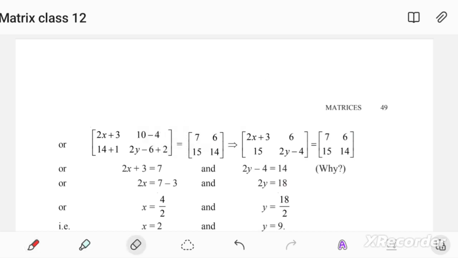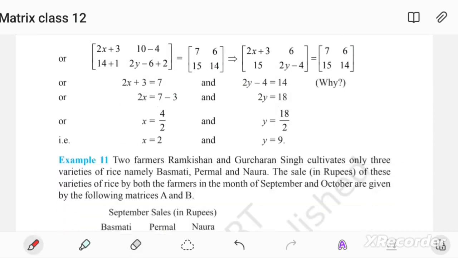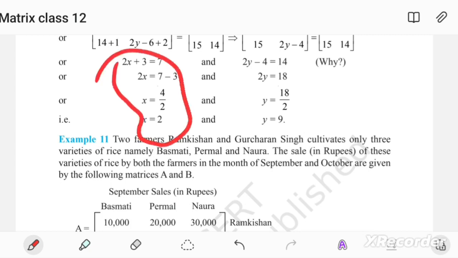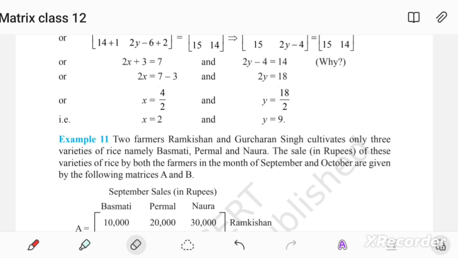So the thing that is remaining next is to equate these corresponding elements. Basically 2x will be equated with 7, and 2y minus 4 will be equated with 14. Why? Because equality is given. We have been given the equality already. So just simply simplify and solve these equations, and we get x and y. This is the x value, this is the y value.